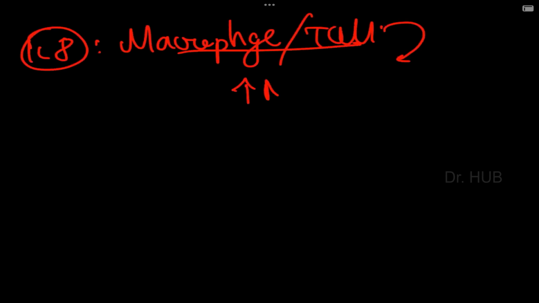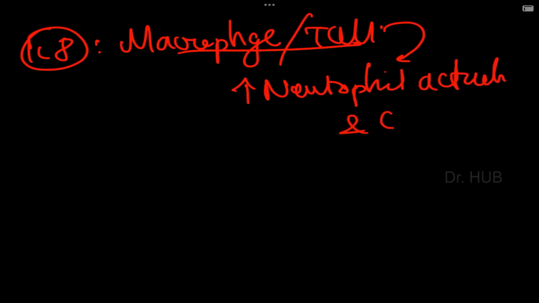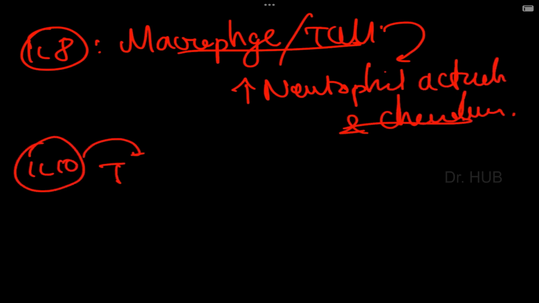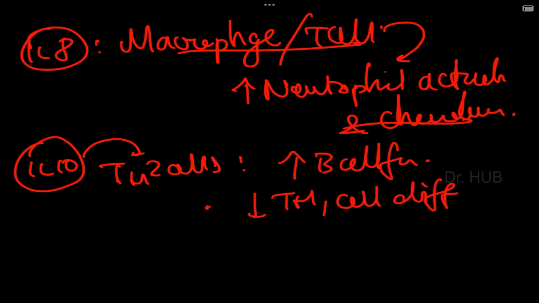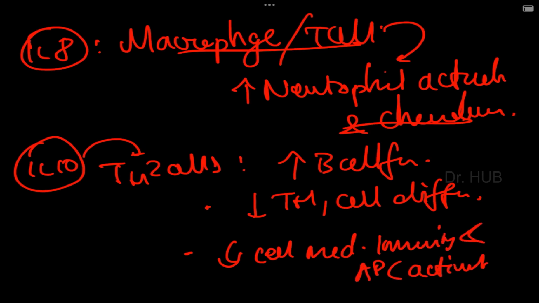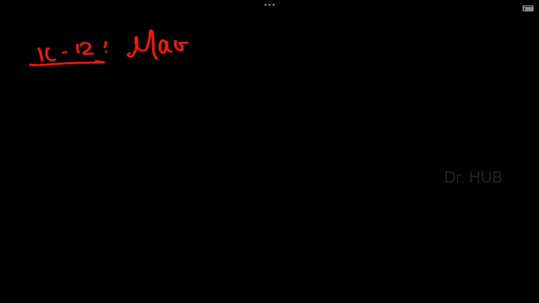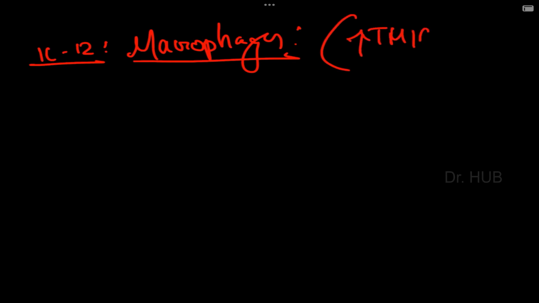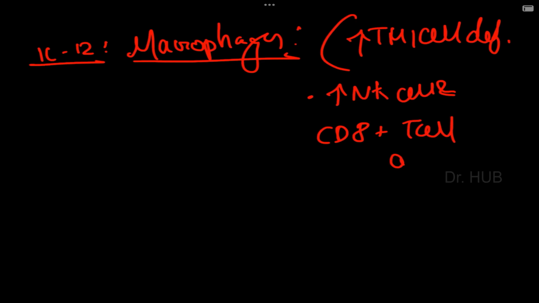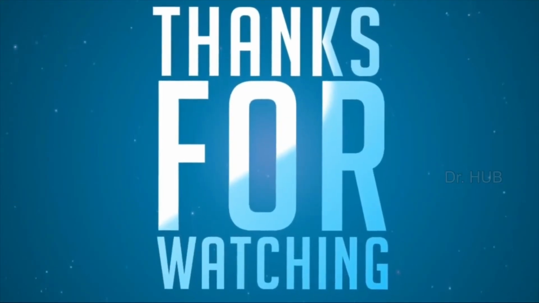phase reaction and fever. IL-8 includes macrophages, T cells, and it increases neutrophil activity and chemotaxis. And IL-10 includes Th2 cells, an increase in B cell function and a decrease in Th cell differentiation, and a decrease in cell-mediated immunity and APC activity. And IL-12 is macrophages, an increase in Th1 cell differentiation, an increase in NK cell and CD8 plus T cell activity.